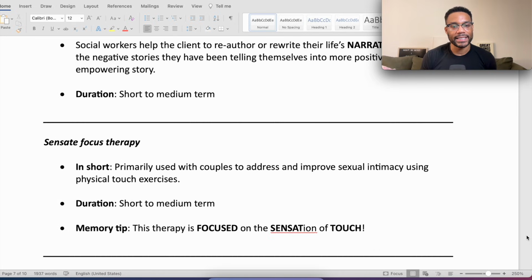Now looking at sensate focused therapy, in short, primarily used with couples to address and improve sexual intimacy using physical touch exercises. Duration, short to medium term, and memory tip, this therapy is focused on the sensation of touch.